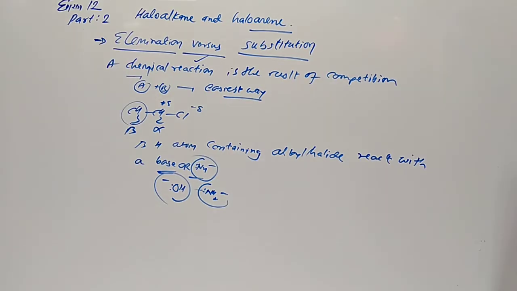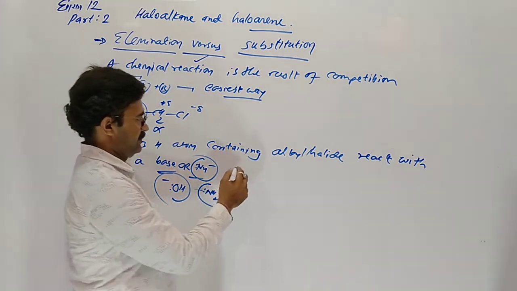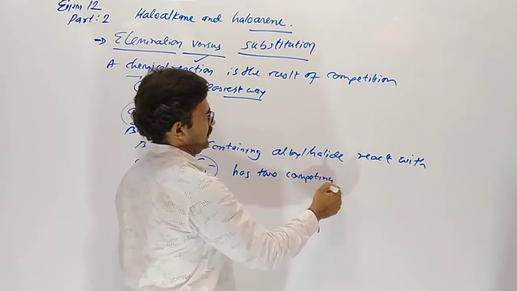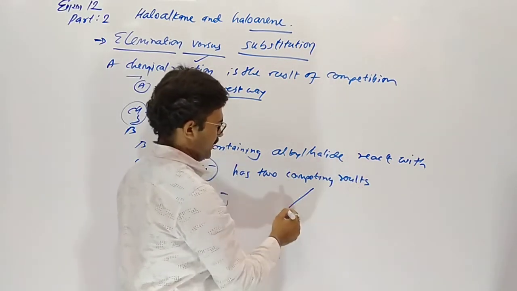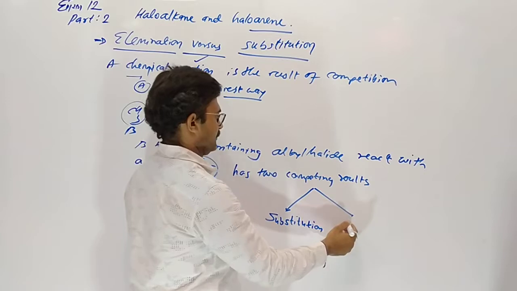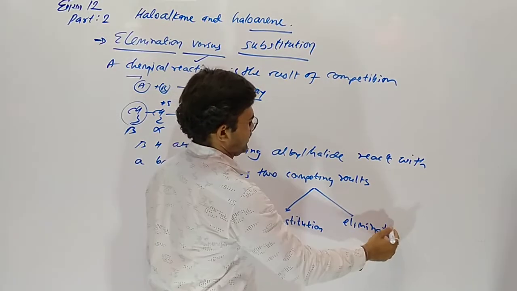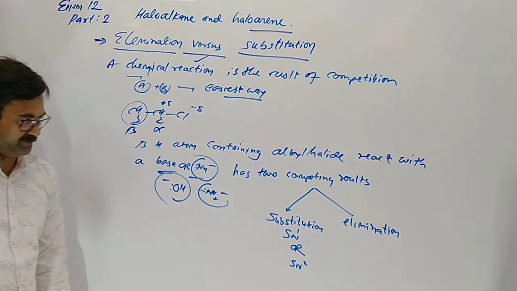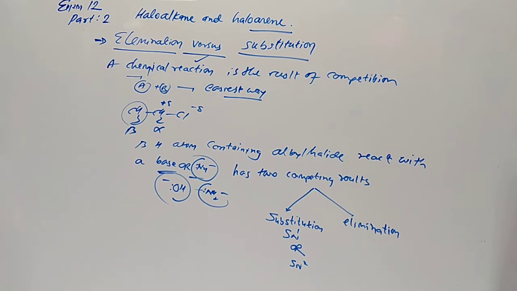A base or nucleophile has two competing routes. One of them is substitution, another is elimination. In substitution, SN1 or SN2 occurs. Yes, it has two choices. Substitution means SN1, SN2, and then elimination. Which route will be taken depends upon the nature of the alkyl halide.